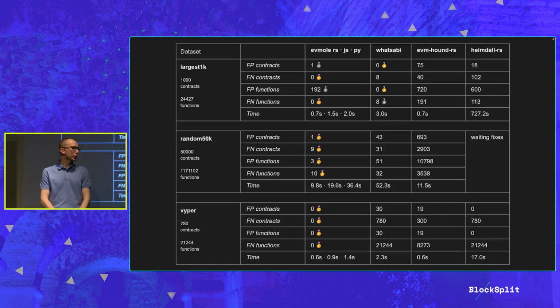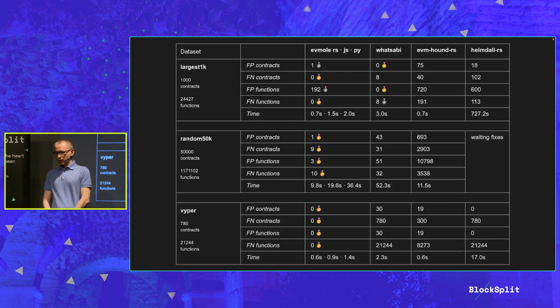And talking about time of execution, you can see that EVMole performs even faster, especially the Rust implementation. For example, for largest 1K, it took only 0.7 seconds, and for EVMole count it takes 0.2 seconds, but for the other tool it takes 700 seconds.